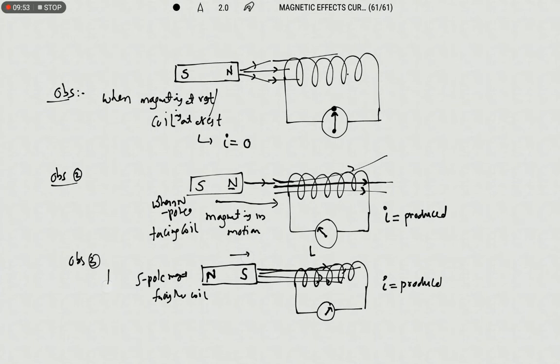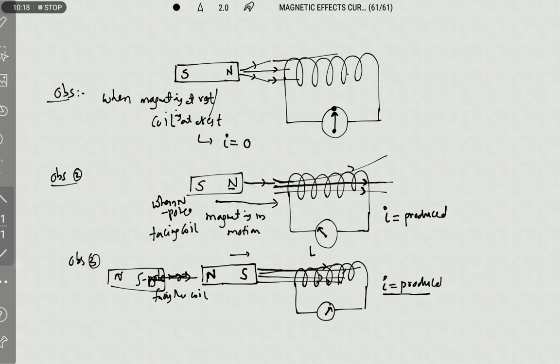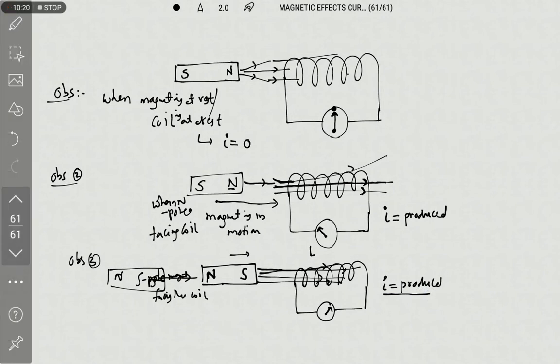Okay, so during its motion, suppose he is moving the magnet from here towards the coil, and at a certain instant in its motion he stops the magnet. There is no development of current in the coil. That means we can observe that only when there is a relative motion between the coil and the magnet, the current is produced.